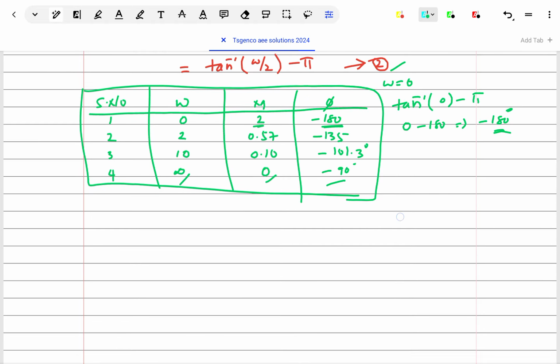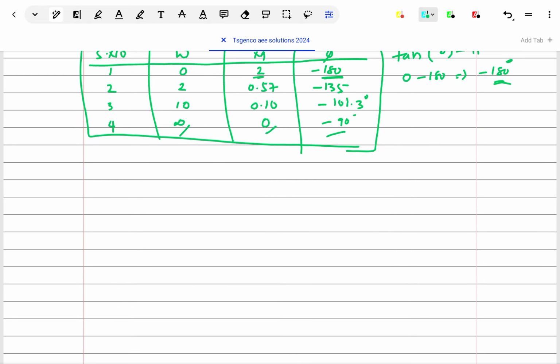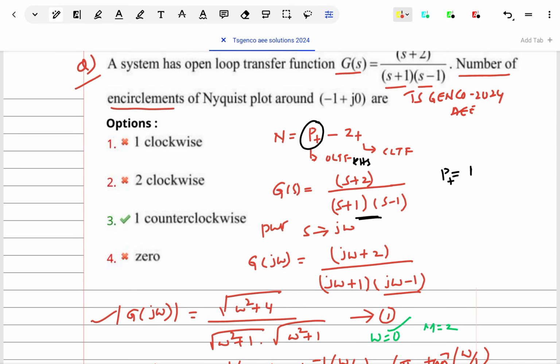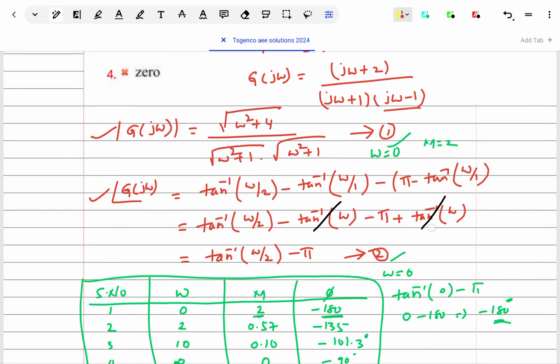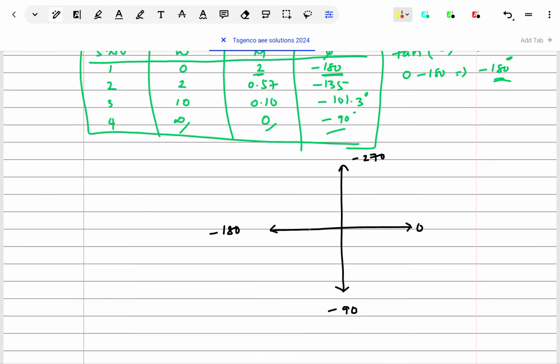Now we have to draw this G(s)H(s) plane here. So this is the G(s)H(s) plane, and we have 0, minus 90, minus 180 and minus 270 degrees. Now, what is the given question asking? They are asking the number of encirclements of the Nyquist plot around the minus 1 plus j0 point. Let me assume this is the minus 1 plus j0 point here.